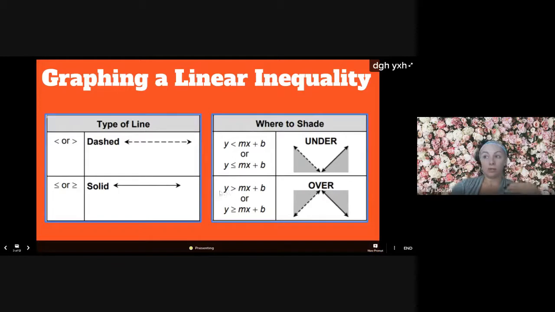The opposite is true for when y is greater than some stuff or y is greater than or equal to some stuff. Okay, so where is our y value greater? It's as you go up the y-axis. So in this case, we shade above.